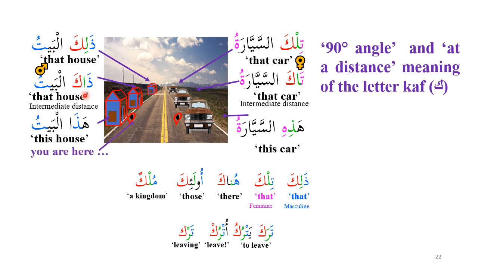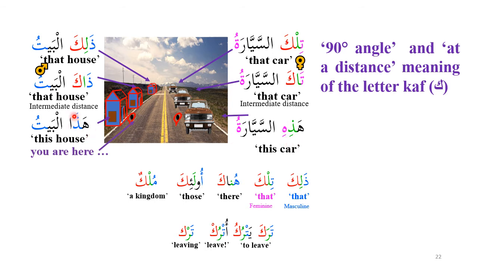So kaf also has a meaning of something similar. On the other hand, za has a meaning of masculine, zakar, and ta has a meaning of feminine. So tilka sayaratu, tilka, but kaf is there. In every one of these, the kaf is there if it is at a distance. Zaka is something like intermediate distance. Same with taka, and hazihi means this car. Hazihi sayaratu. So this is feminine. See, it's feminine with the ta marbuta, and hazihi, right?